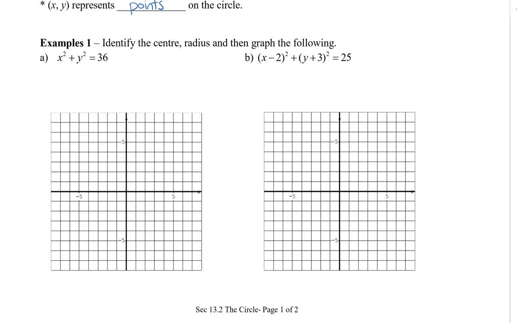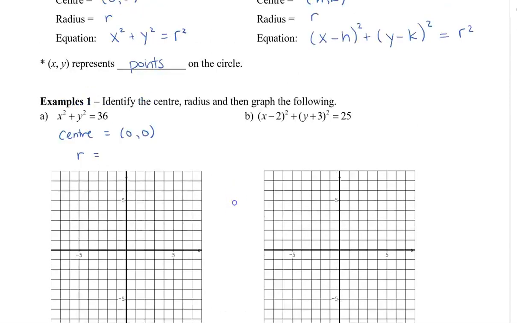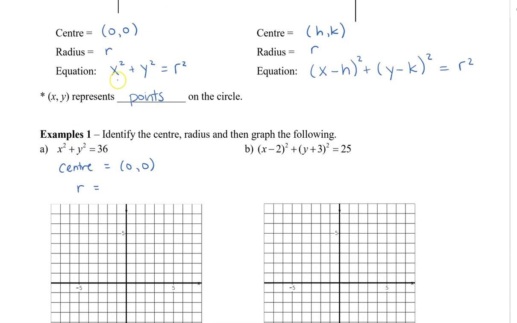So in this first one here, we have x squared plus y squared equals 36. So there is no value added or subtracted to x and y. So we can say that the center is 0, 0. And the radius, now if you look back, it says that the equation is x squared plus y squared equals r squared. And r is the radius. So since my equation says 36, the radius is actually the square root of 36, which equals 6.